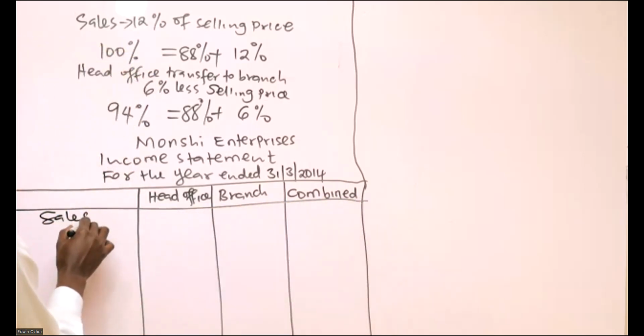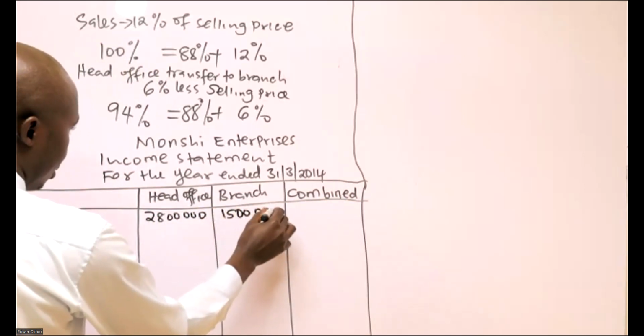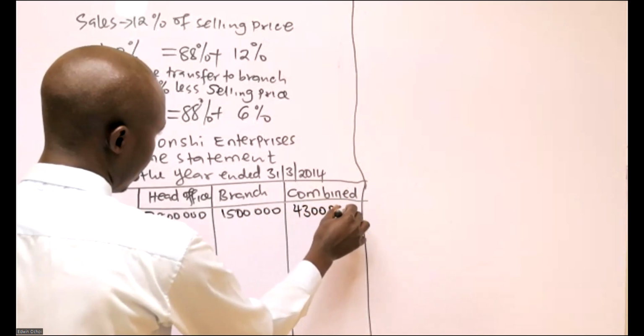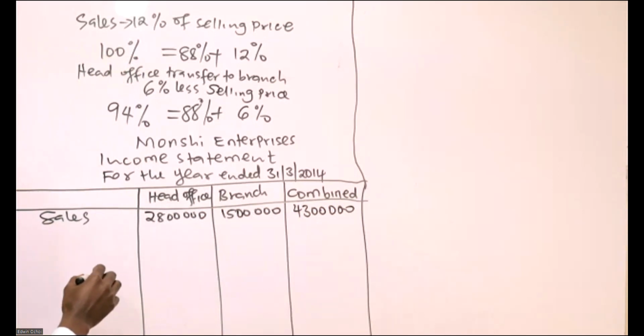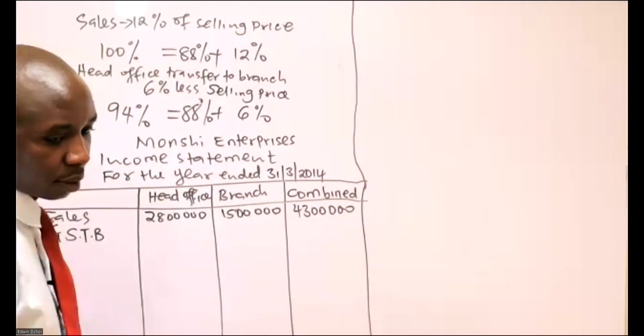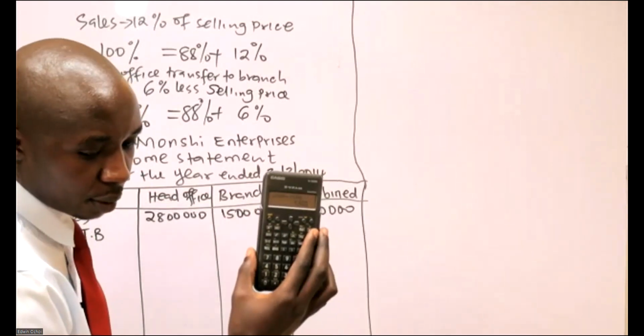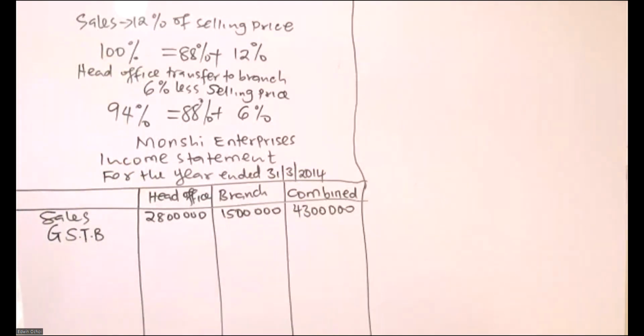So we start from sales. You can check the sales from the trial balance, 2.8 and 1.5. If you add the two, you get 43. Next, you check goods sent to branch, which would appear only in Edovis. Is it 43.80? No, it's 43, because it's 2800 plus 1500. I even picked my calculator, so it's 43.